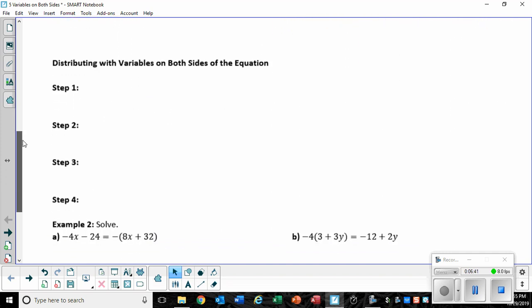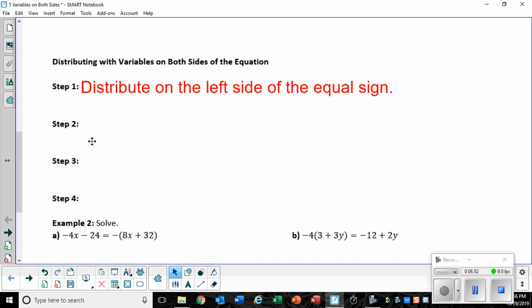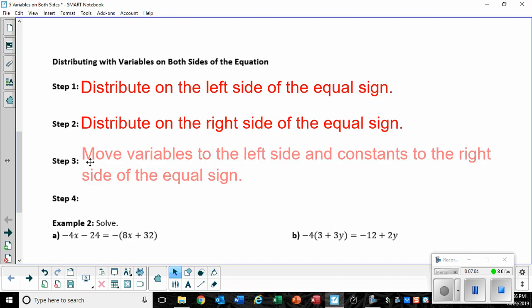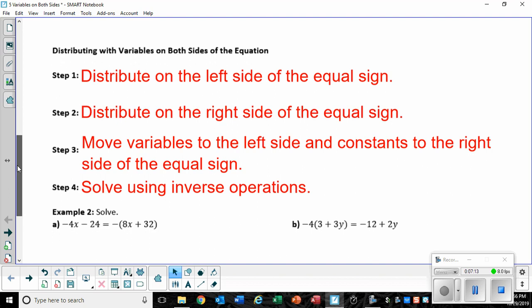Now we're going to talk about distributing when there's variables on both sides. Pretty much what we're already doing, we're just kind of like merging it all together. So you guys already practiced this. So step 1, distribute anything that's on the left side of the equal sign. So if you have a distributive property on the left, do that. Step 2, distribute on the right side. So if you have parentheses on the right, do that one. Step 3, move the variables to the left and the constants to the right, like we just did in the first example. And step 4 is to solve. Okay? So let's try these examples.